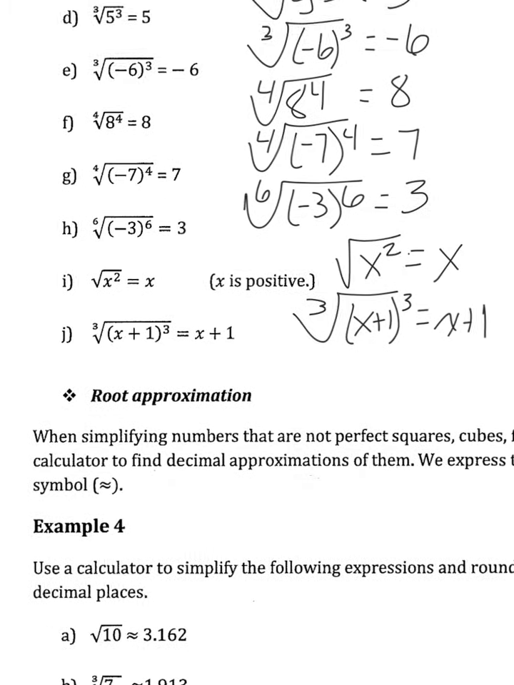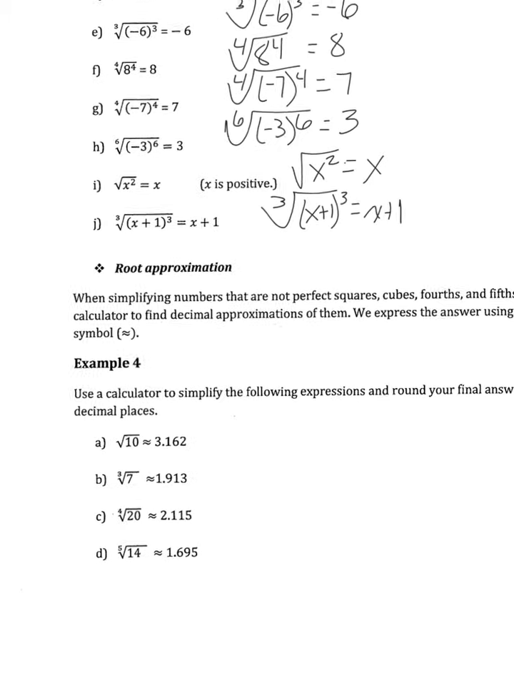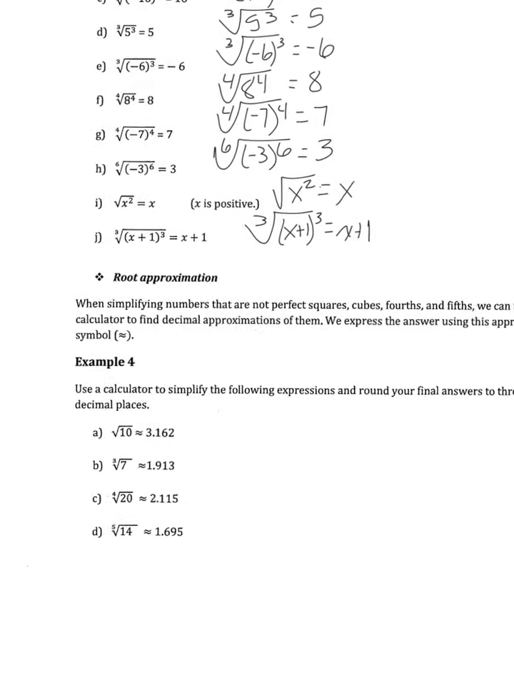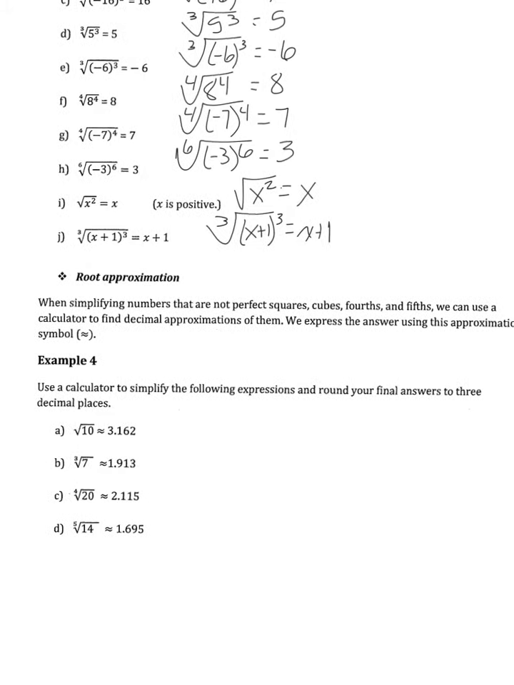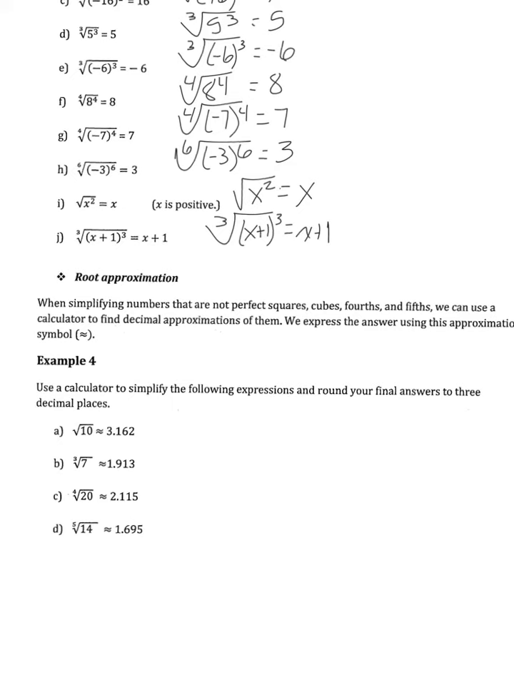Okay, on the bottom of this page we have some approximations. When simplifying numbers that are not perfect squares, cubes, fourths, or fifths, we can use a calculator to find decimal approximations. We express the answer using the approximate symbol, and here it is right here. It looks like a squiggly little equal sign. Use a calculator to simplify the following expression and round your answers to 3 decimal places.